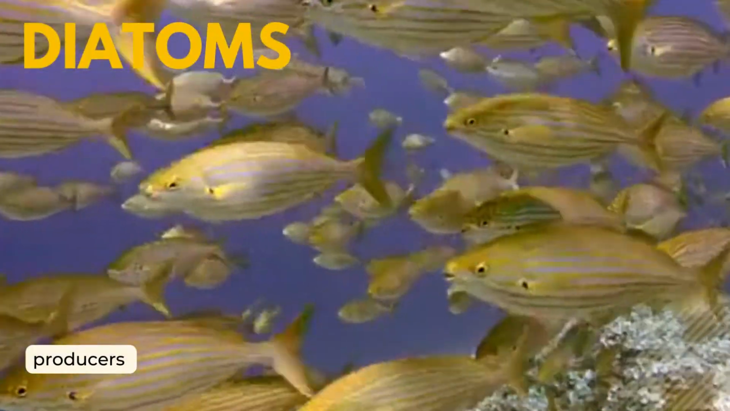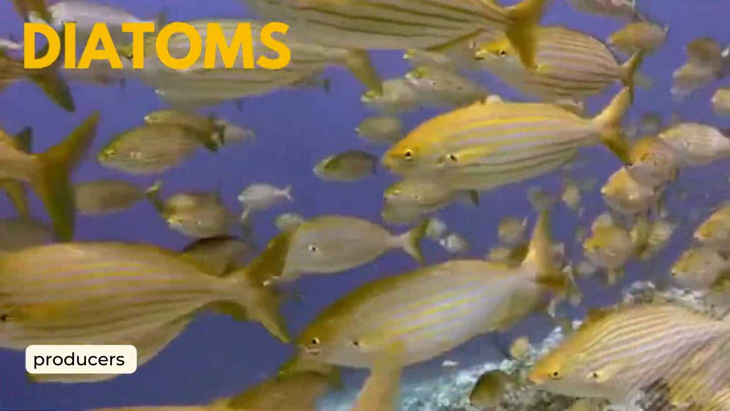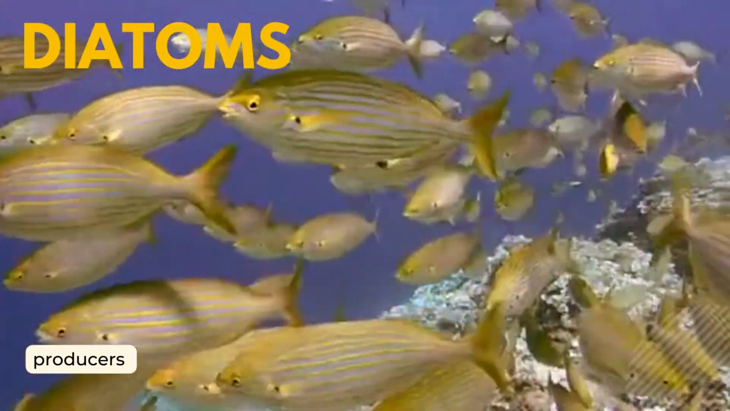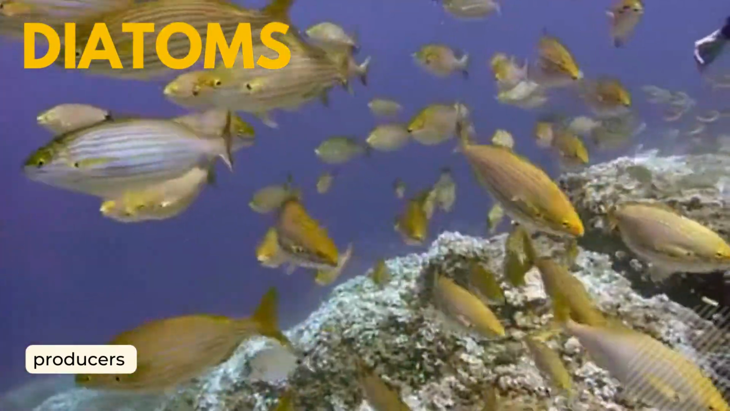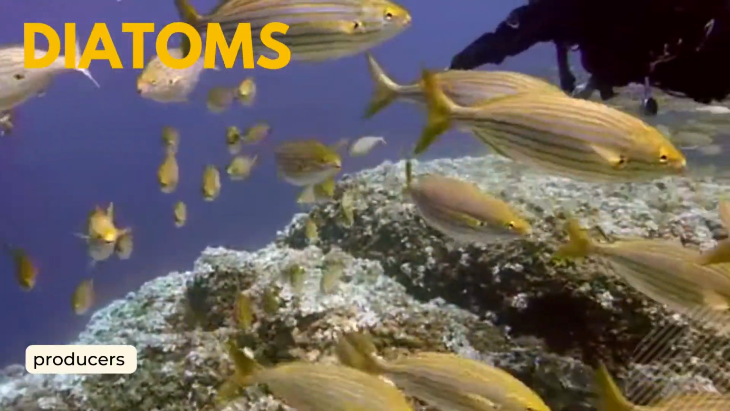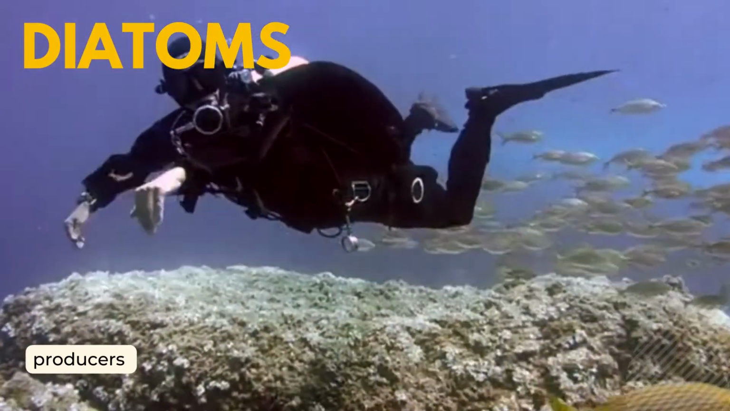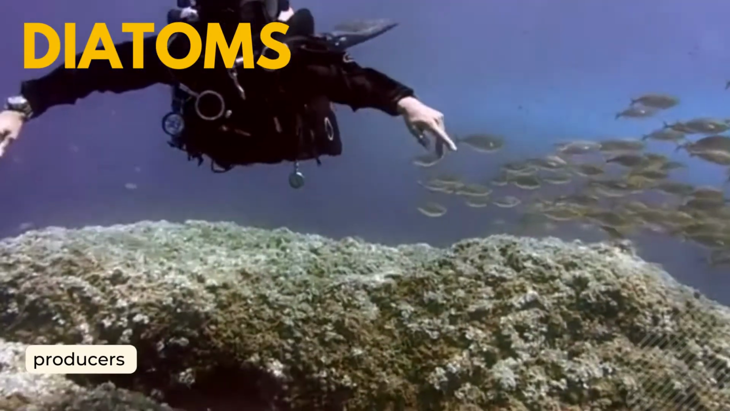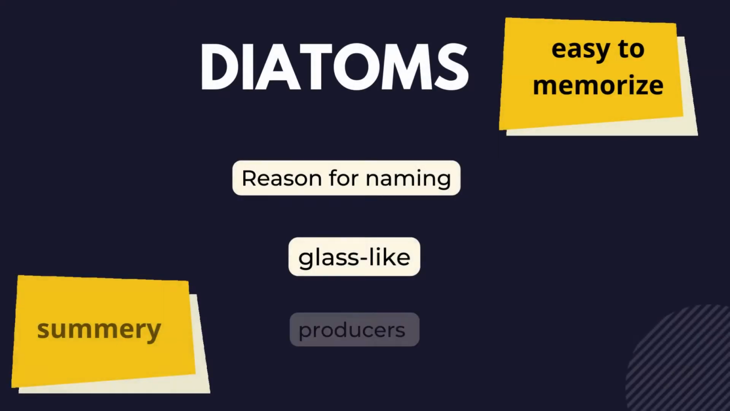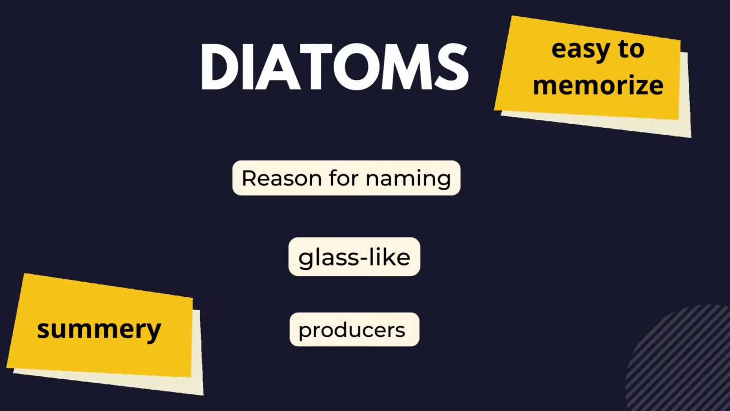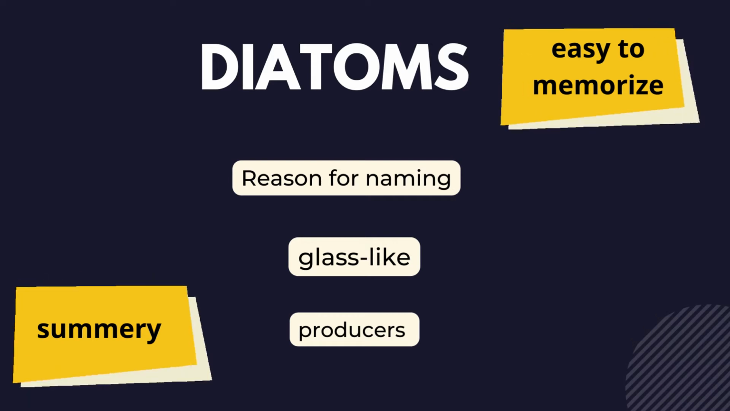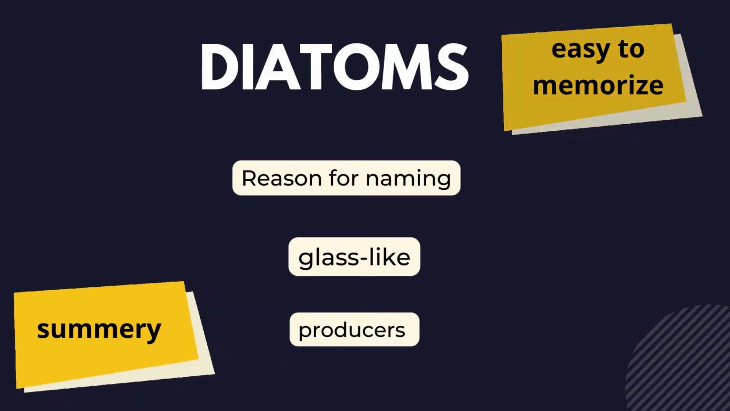They are producers, meaning they are autotrophs. They can do photosynthesis. Diatoms are the major producers in the aquatic, marine, or freshwater ecosystem because of their extremely large numbers. Diatoms are very important in the aquatic food chain. We have discussed diatoms, reason for naming. They are glass-like because silica is deposited, and they are producers. They are very important in the aquatic food chain.